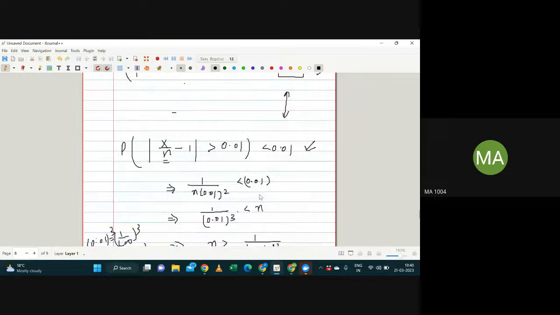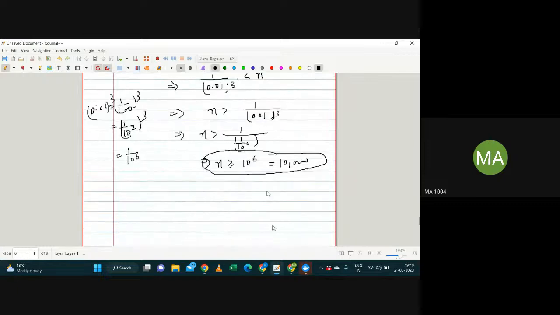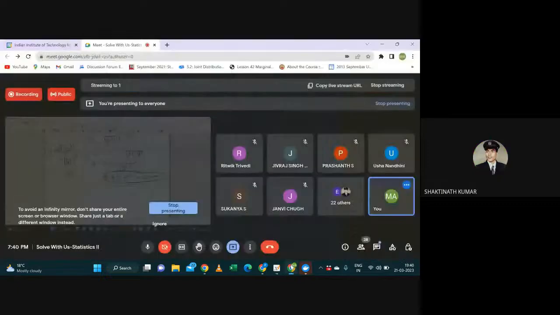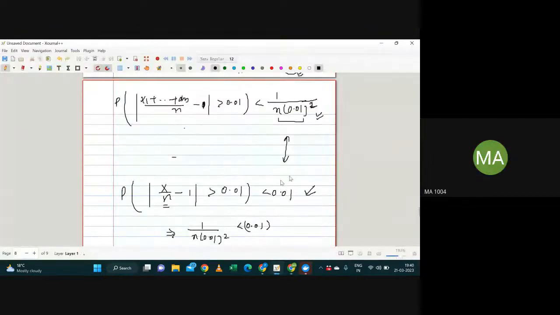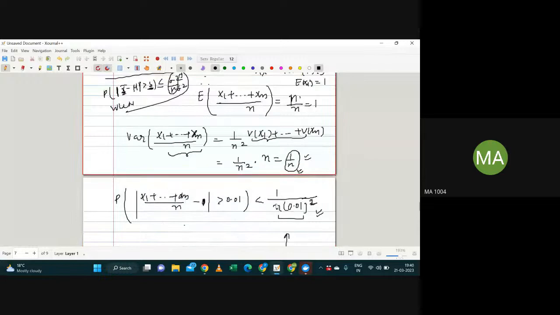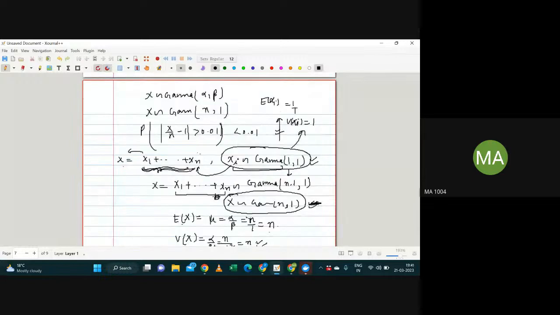Okay, so is it clear for everyone? Yes, sir. The only thing is that there is a trick here, and you have to identify it. If you identify it, then you can easily use the weak law of large numbers.